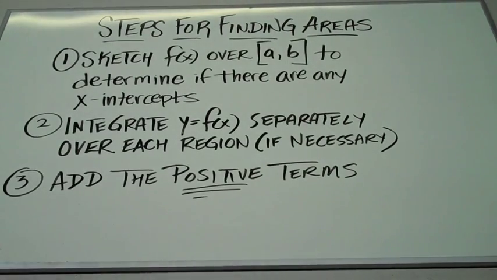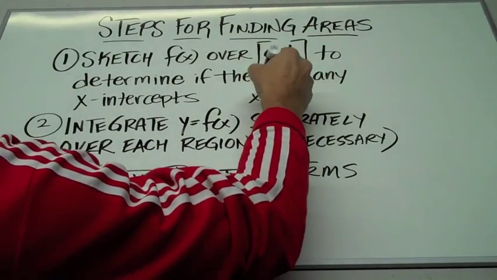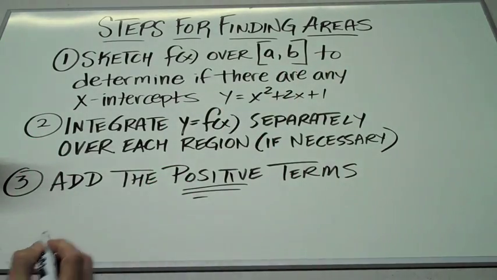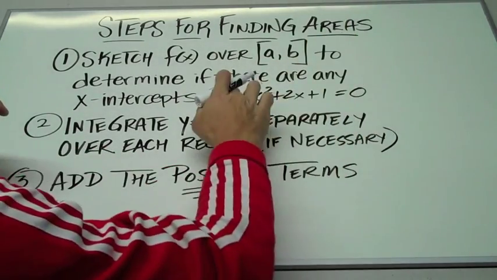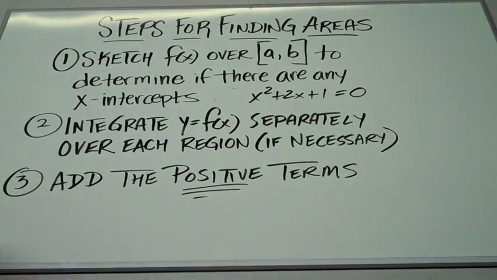So here are the important steps for finding areas. First, you want to sketch f of x over the interval x equals a to x equals b to determine if there are any x-intercepts. Alternatively, we know to find the x-intercepts, we set y equal to 0. So we could have our function, say x squared plus 2x plus 1 equals y. Well, we can set this equal to 0, and that expression will give us our x-intercepts.